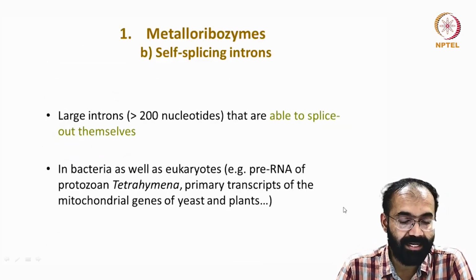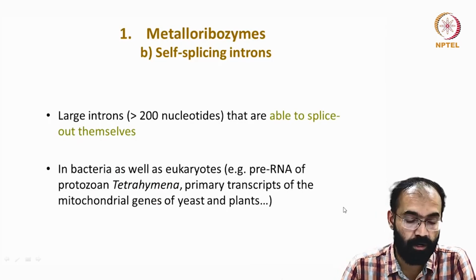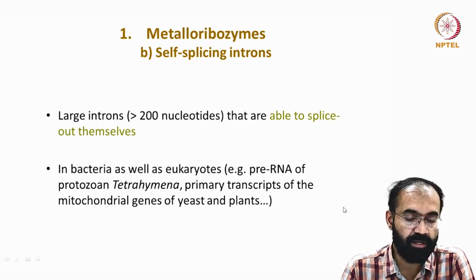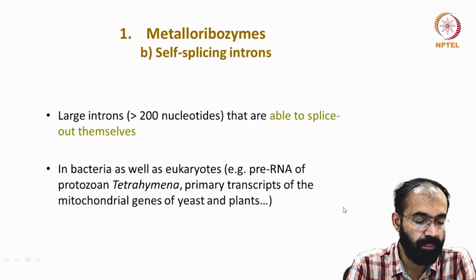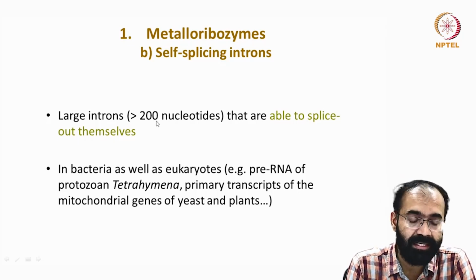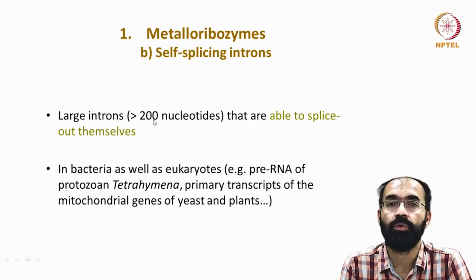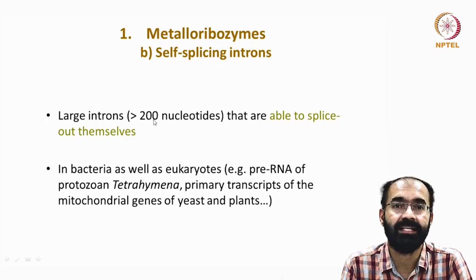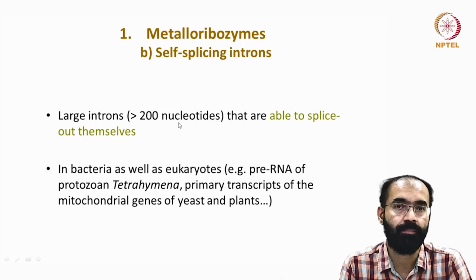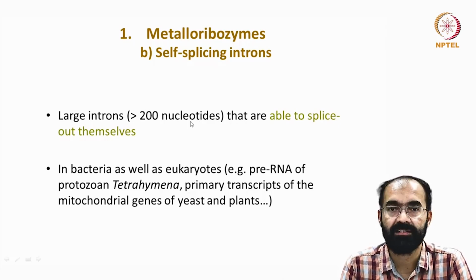Now we are going on to the second group that falls under the metalloribozyme category. The first category was ribonuclease P, and the second one is self-splicing introns. Normally the self-splicing intron, which is a metalloribozyme, needs to have more than 200 nucleotides as the intron. Intron, like we already mentioned in the previous class, is the intervening sequence present in an RNA which is not useful for coding purposes or not useful in the mature RNA. Introns have their own importance and significance, which we will discuss as the classes progress.